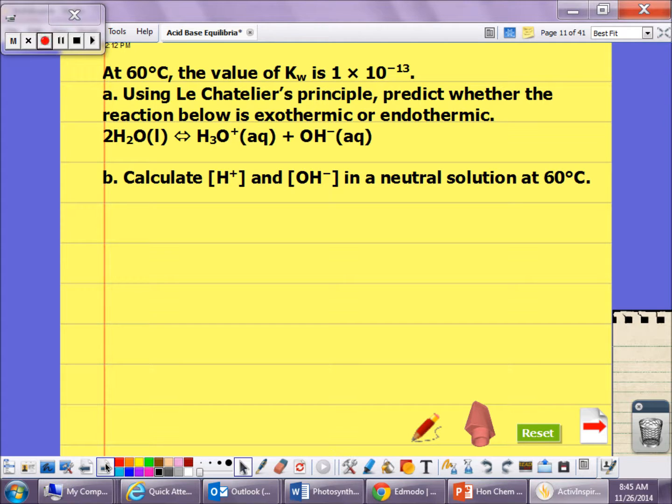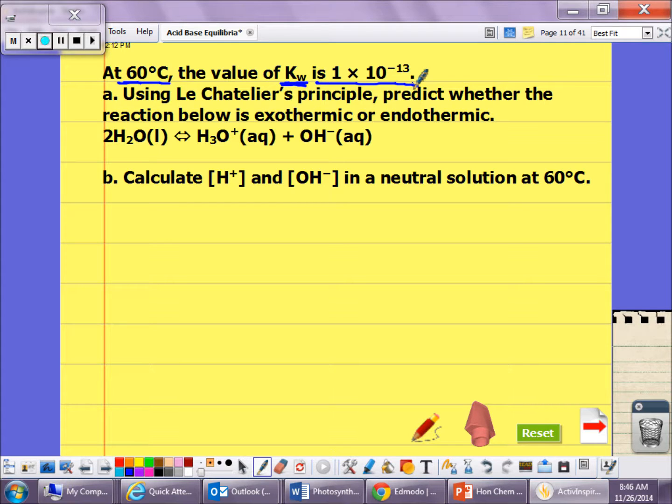Okay, now here's a practice problem. Why don't you get your calculator, please? We will do a quick math. Maybe you can do it in your head. I don't know. At 60 degrees Celsius, not 25, the value of Kw changes. So it is not 1 times 10 to the negative 14. It is 1 times 10 to the negative 13. Using Le Chatelier's principle, here we go again. Predict whether the reaction below is exothermic or endothermic.